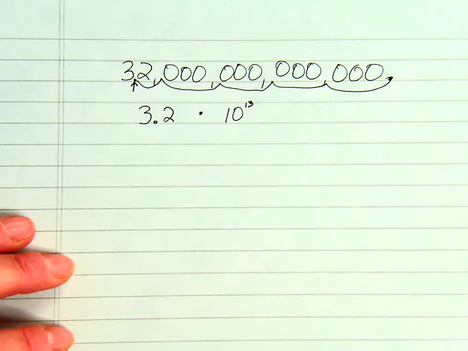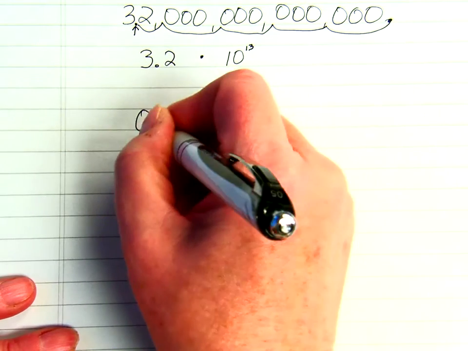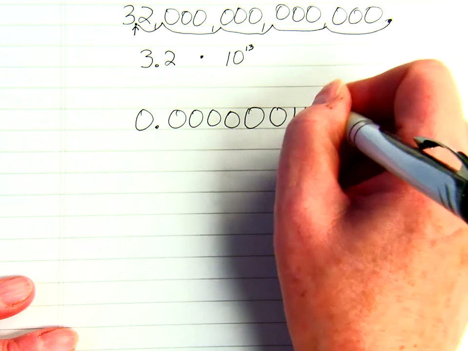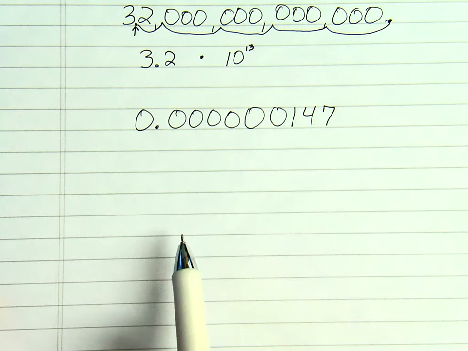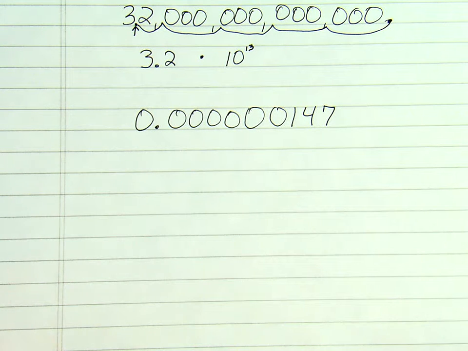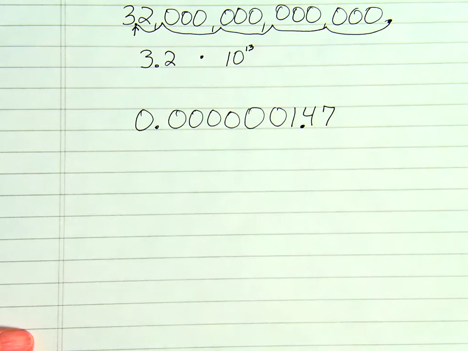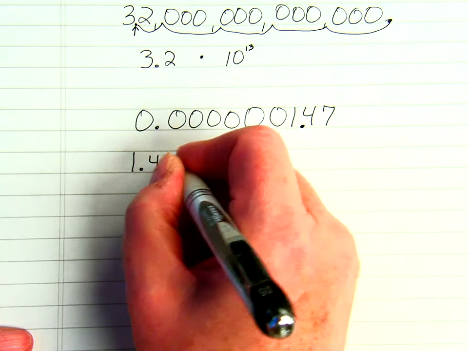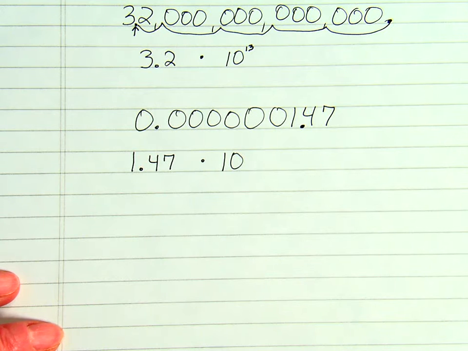Now we can also look at small numbers, very, very tiny numbers. So let's look at 0.000000147. So we start out again. In this case, we can actually see where that decimal point is, and understanding that we need to have a number that is greater than or equal to 1, but less than 10, we know that that decimal point is going to have to move to that location between the 1 and the 4, which will give us 1.47 times 10.